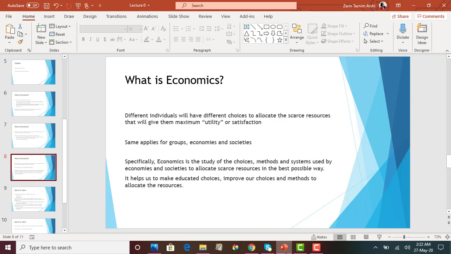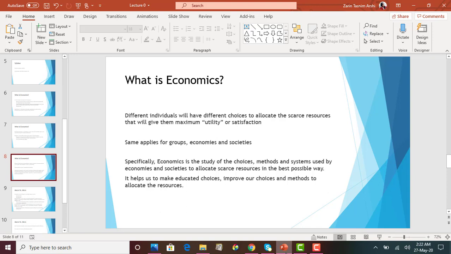Now the same thing applies for groups or economies. When we are talking about the city as a whole, or the state as a whole, how we are going to allocate the resources in the state of Texas, what is good for the state of Texas, and what are the choices that we need to make in the state of Texas so that we experience growth.